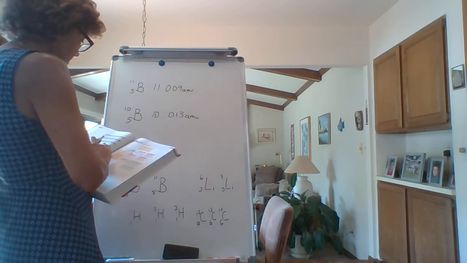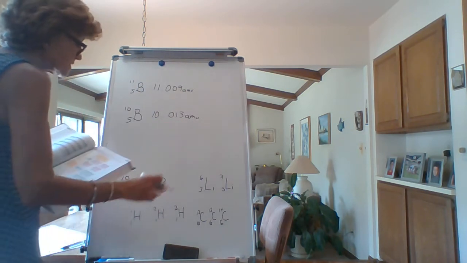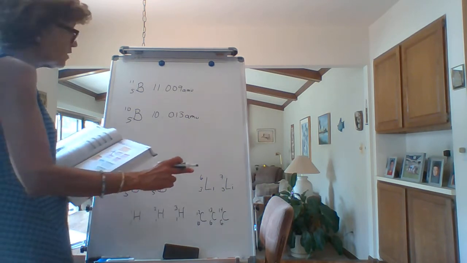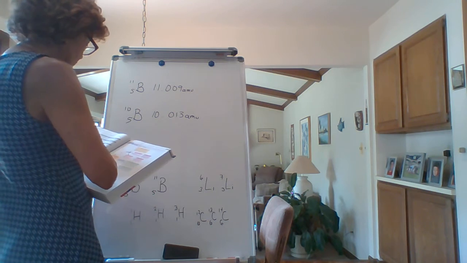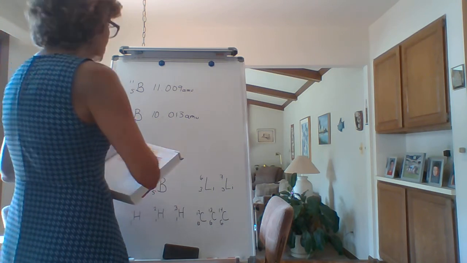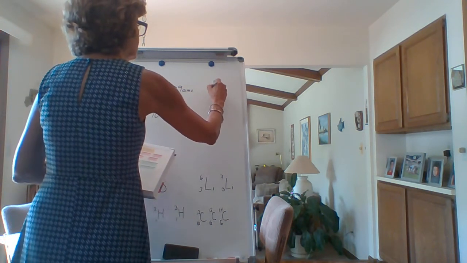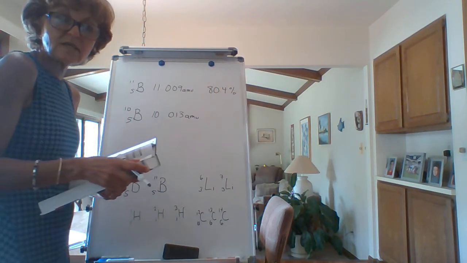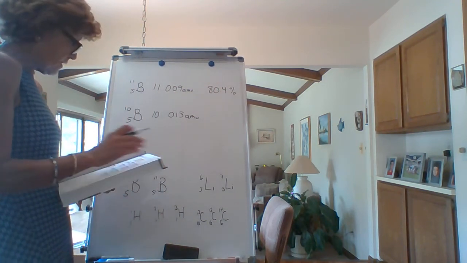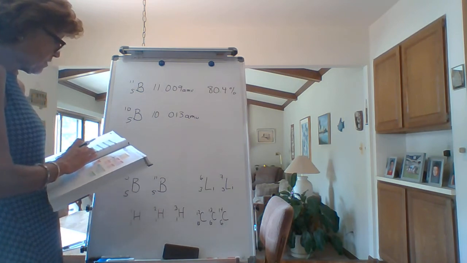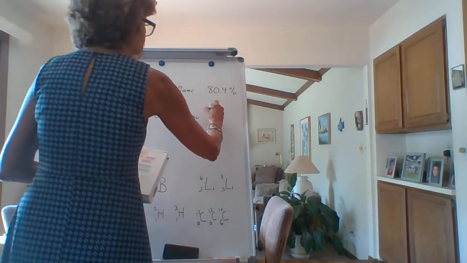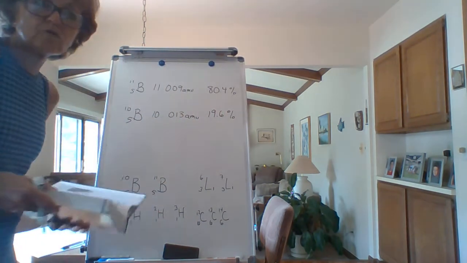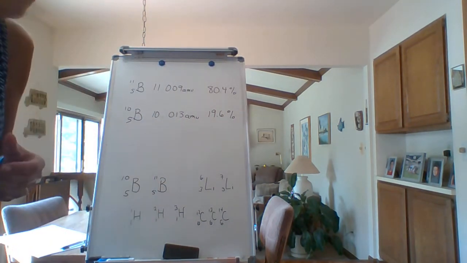All right. Now, the percent, remember how we said 10.8 is closer to 11, so that means boron 11 must be more prevalent, and that is absolutely right. Boron 11, 80.4% of all the boron in the world exists as boron 11. And then the rest is going to be boron 10. That is 19.6% of all the boron in the world exists as boron 10.